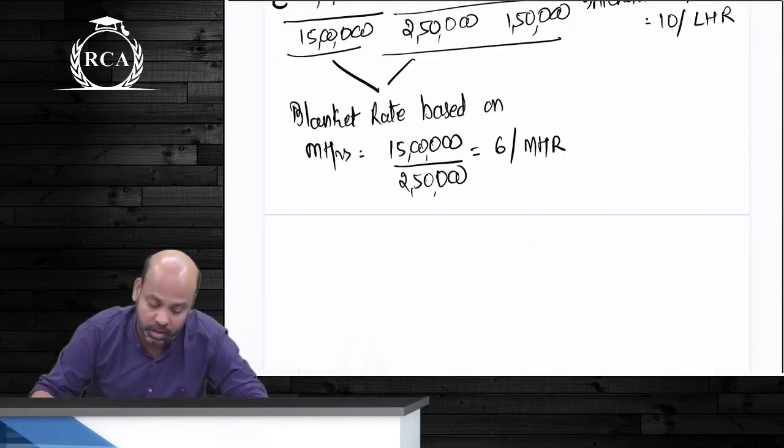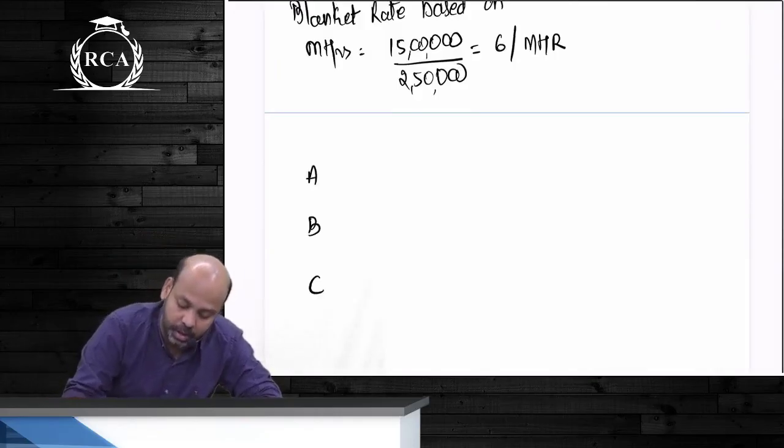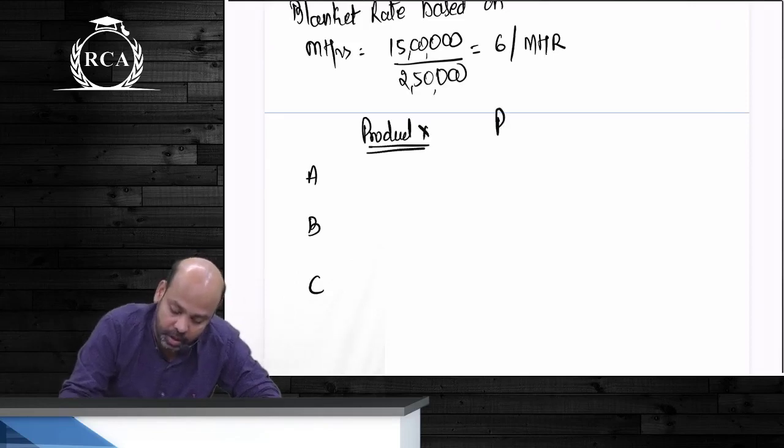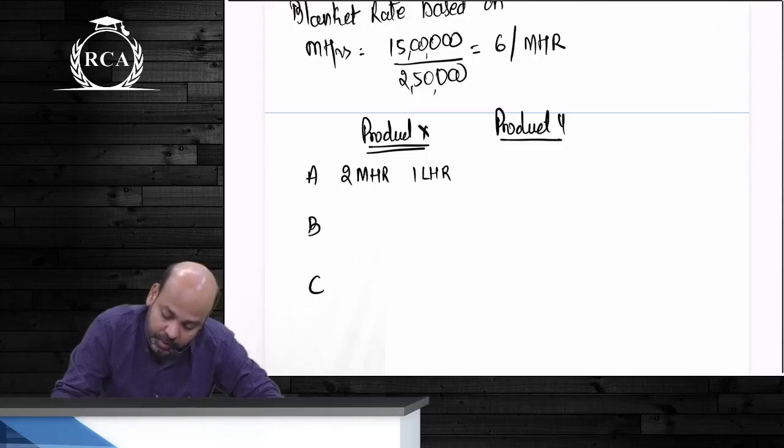Now let's take an example of two products. There are departments A, B and C. Let's say beta that there is product X and product Y. It needs 2 machine hours in the first department, 1 labor hour. Second product beta needs 1 machine hour in the first department but 10 labor hours. Keep writing the details.